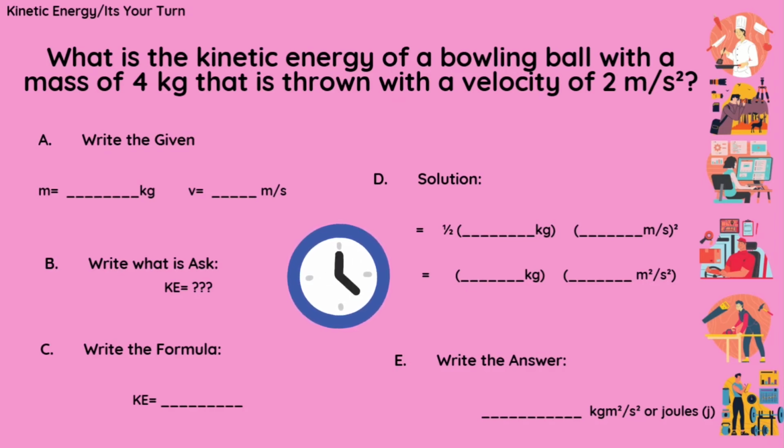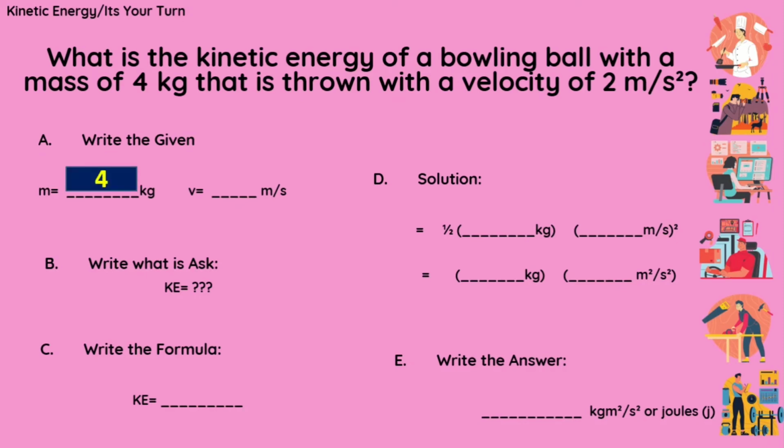1. Time's up. Okay, let's check if your answer is correct. The given mass is, if your answer is 4, then very good. Given velocity, okay, 2 meter per seconds. Then you have the formula.